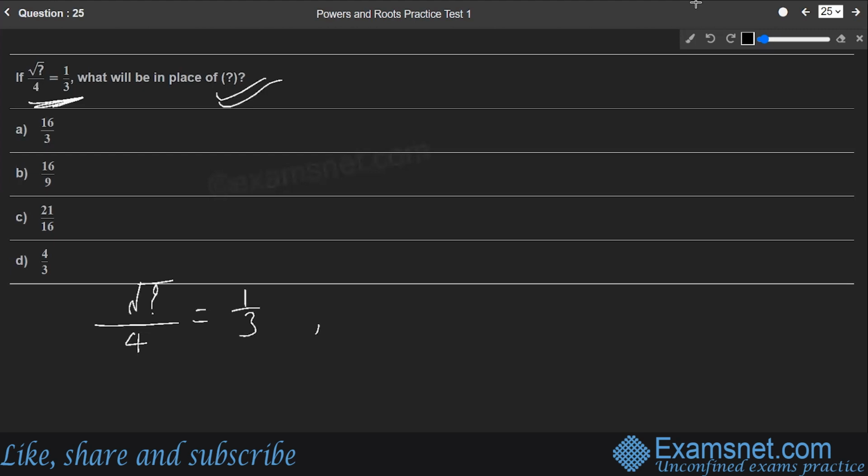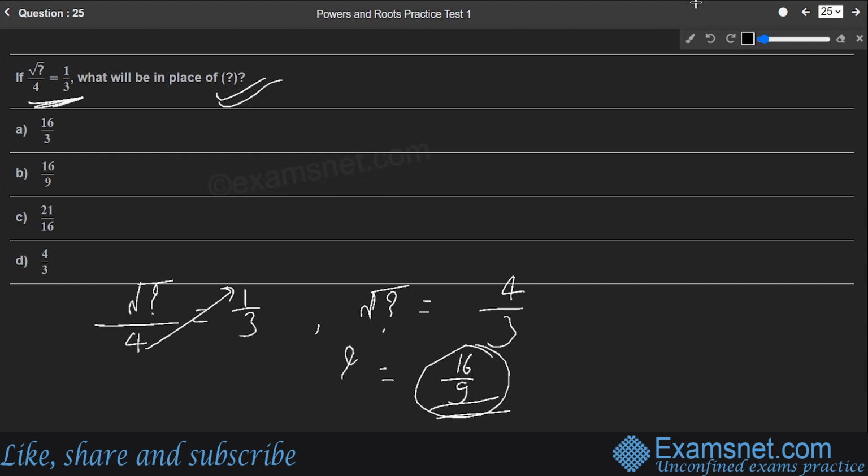Finding that out, we can clearly say the under root of question mark is 4 by 3, because this 4 can get cross multiplied and go here. So under root of question mark is 4 by 3. Squaring both sides, question mark will be 16 by 9. So the question mark value is nothing but 4 by 3 whole square, that is 16 by 9, and it is available in option number B. It becomes the right answer for us.